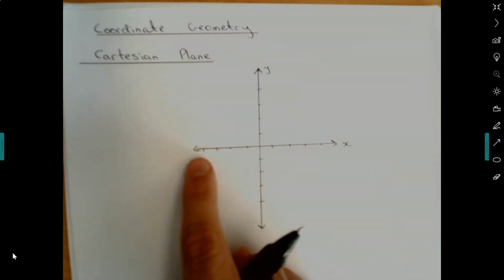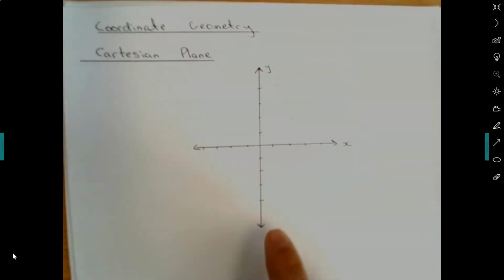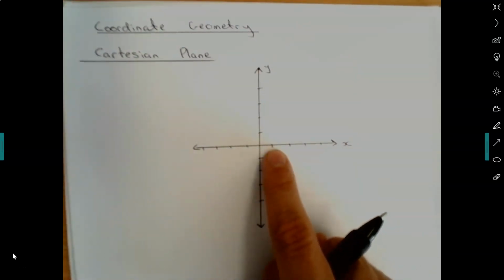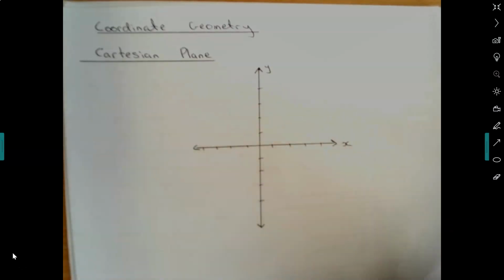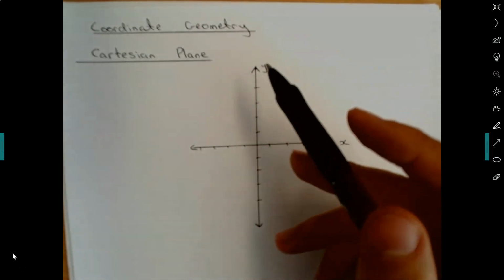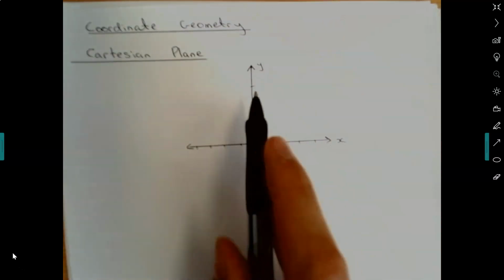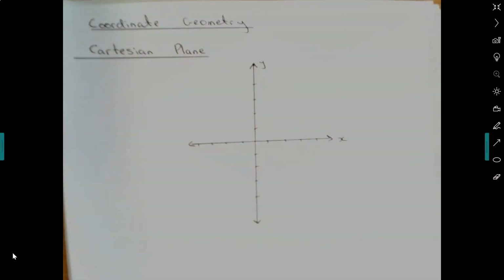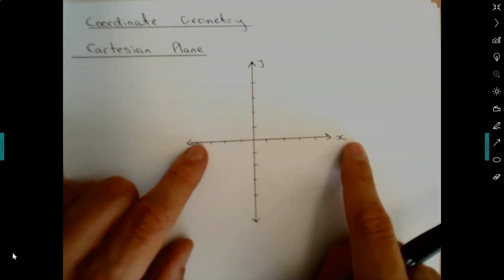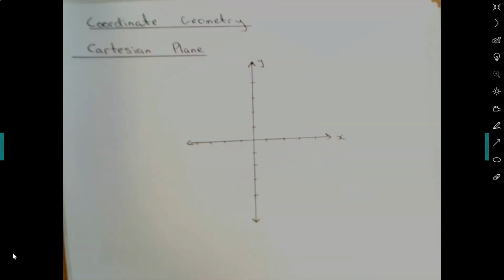Now, the scale of the x may be different to the scale of the y. What do I mean by that? The x could go up in increments of 1, so that might be 1, 2, 3, 4, 5, 6, 7, and so on. And the y might go up in 5, 10, 15, 20, or it might go up in 2, 4, 6, 8. The x and y don't necessarily need to go up in the same increments, but all the numbers on the x need to go up in the same increment, and all the numbers on the y need to go up in the same increments.